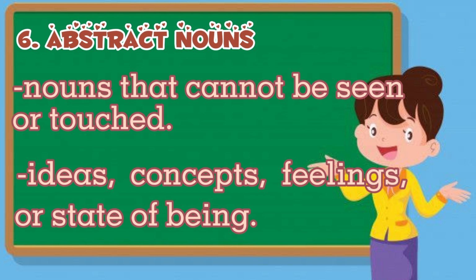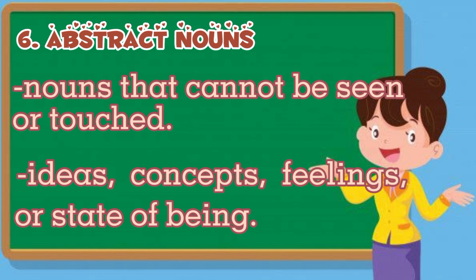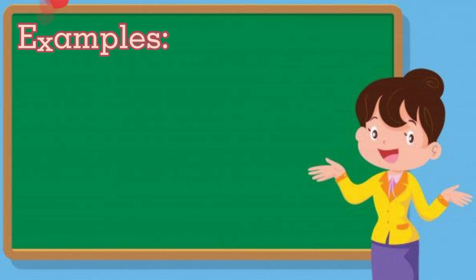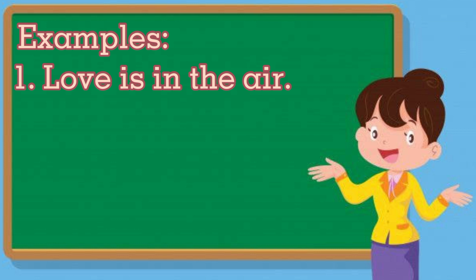Let's move on to our 6th type of noun. We have the abstract nouns. These are nouns that cannot be seen or cannot be touched. And they sometimes refer to something regarding ideas, concepts, feelings, or state of being. Example, love is in the air. As you can see, we have used love, which is a feeling. So it is a noun that refers to a feeling. So it is an abstract noun.